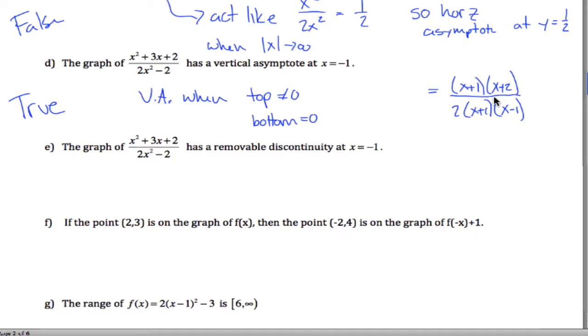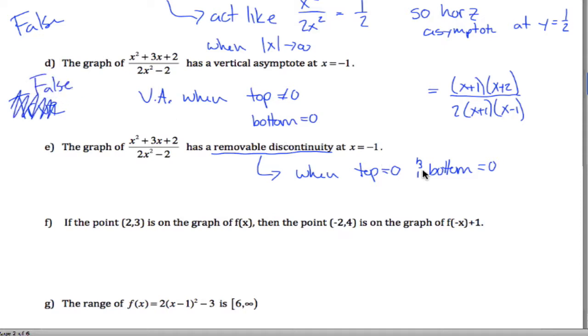Exact same function here. So the same factoring works. So it has a removable discontinuity at x equals -1. So you get this removable discontinuity when the top equals 0 and the bottom equals 0. So if you look at our factored form here, the only value of x that will make the top 0 and the bottom 0 is -1. Shoot, I messed up. Okay, this is false.